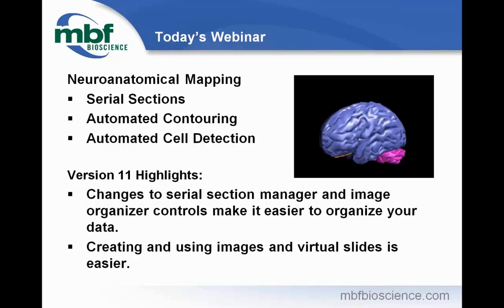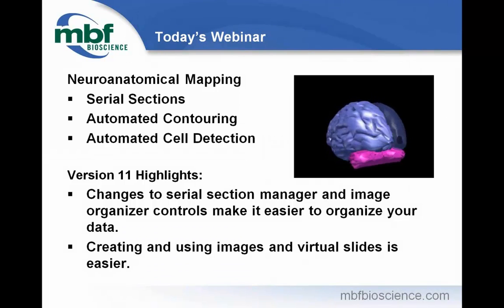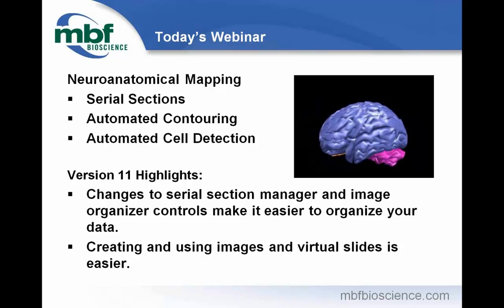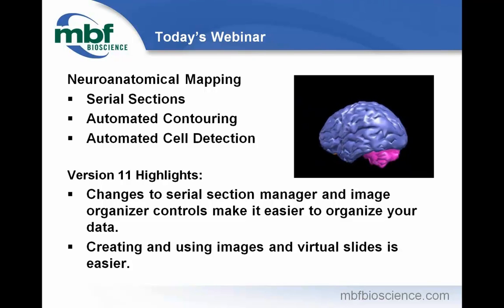Neurolucida, since its very beginning, has had the functionality not only to analyze single complex neuronal trees, but also to map regions and the location of cells for the purpose of brain mapping. Neuroanatomical mapping uses a number of physical sections through the region of interest, either the entire brain specimen or a subset of the brain, and we're going to show you today how to take data, organize it into serial sections, as well as some techniques for automated contouring and cell detection.